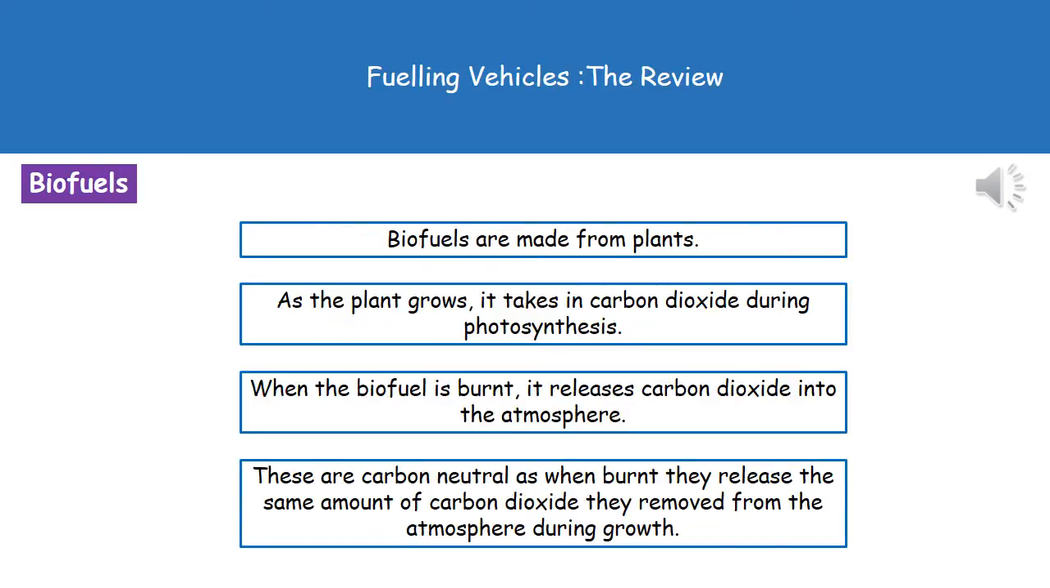So we can have an alternative fuel source, which is known as a biofuel. Now, biofuels are actually made from plants. So what actually happens is, as that plant is growing, then it's going to be taking in carbon dioxide from the atmosphere during the process of photosynthesis. That carbon dioxide then gets converted into the actual plant's biomass. When we then burn that biofuel later on, we will release carbon dioxide back into the atmosphere.